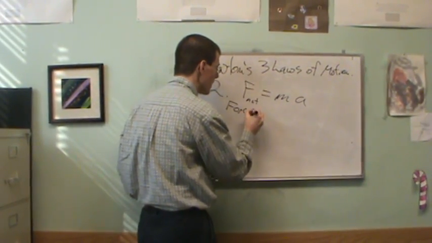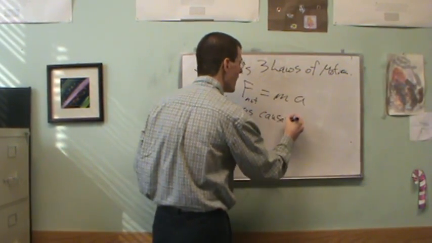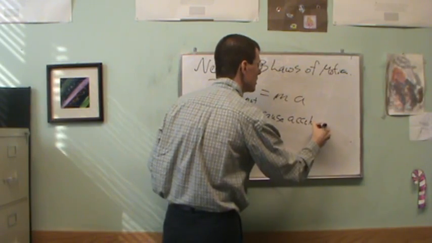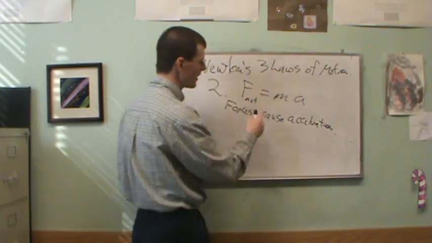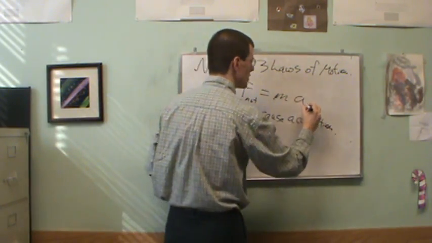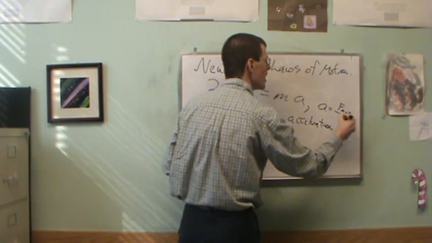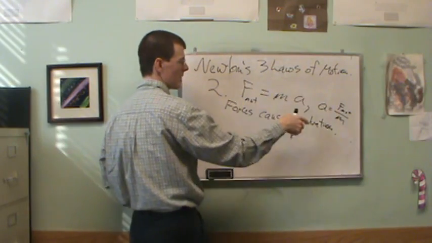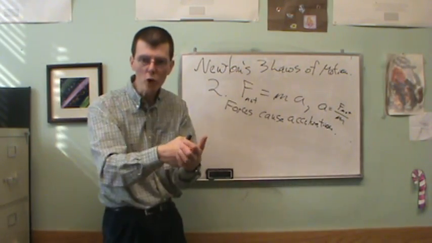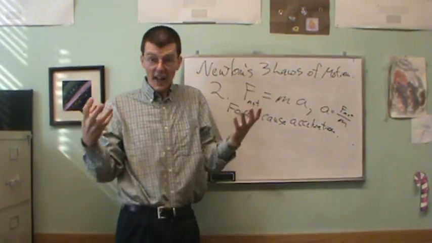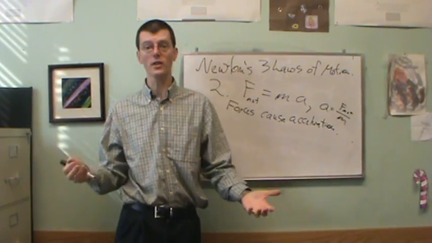Forces cause acceleration. If I want to know the exact amount of the acceleration, I can reorganize the equation a little bit, and I can say acceleration equals net force divided by mass. If I divide both sides by the mass, I get this. So if I know the force on an object and I know its mass, I can calculate how much it is going to accelerate.